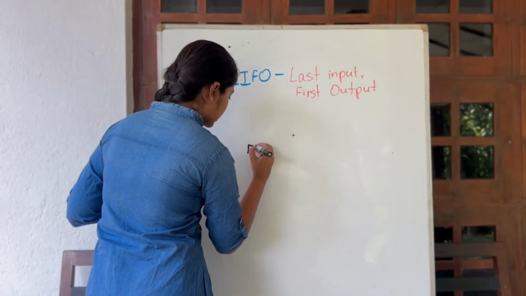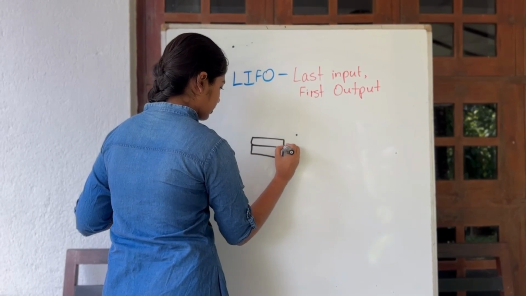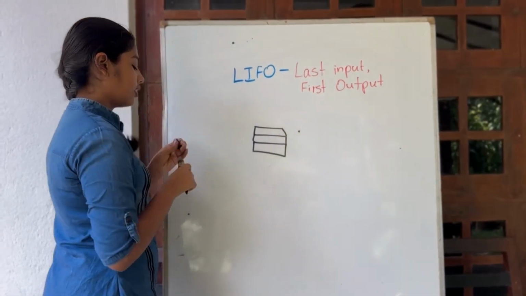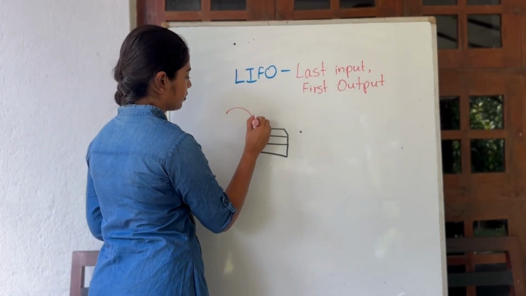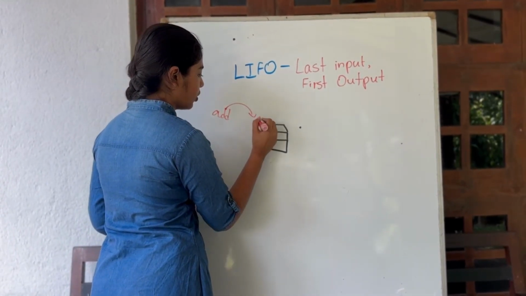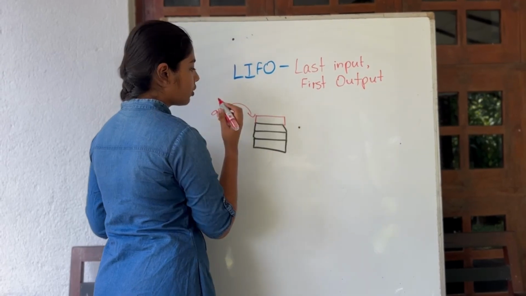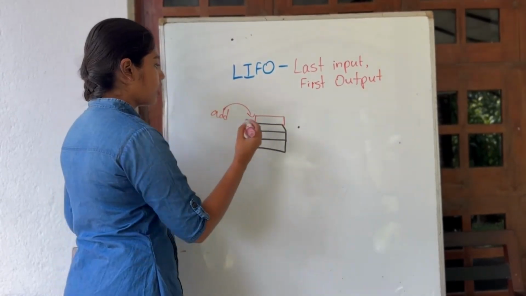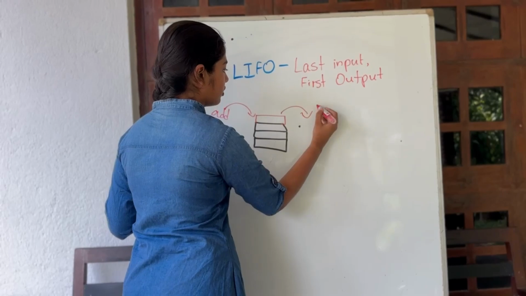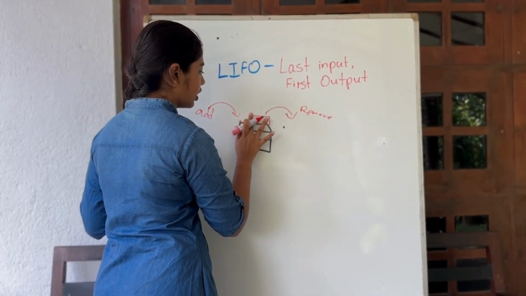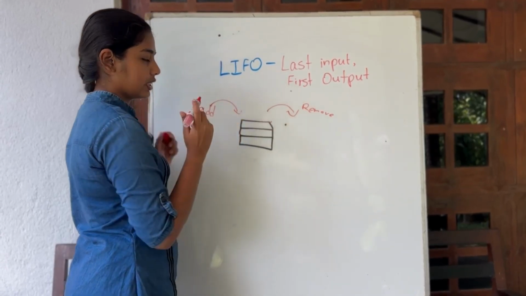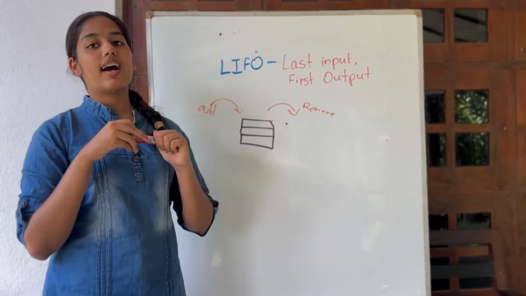Okay, now imagine a stack of boxes like this. When you add a new box, it goes onto the top. When you are removing one, you remove from the top first. That's exactly how a stack works.